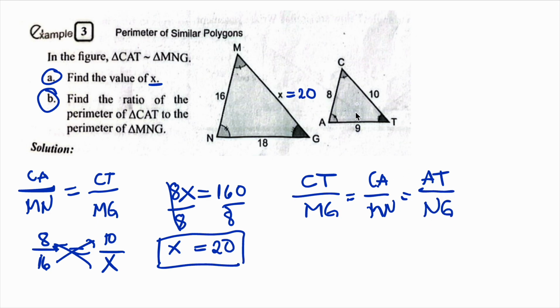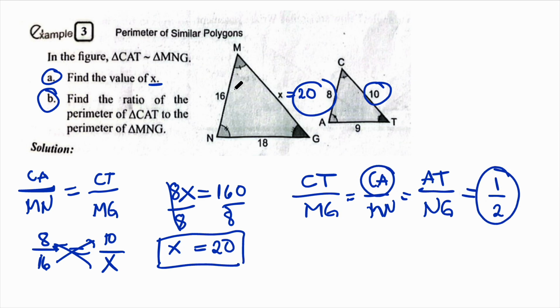So let's test CT and MG. I think 10 divided by 20 is equal to 1 half. Also CA, which is CA here, is 8, and MN is 16. 8 divided by 16, that is going to be 1 half. They are similar in nature. This is what we call the scale factor, or the ratio of these two sides.